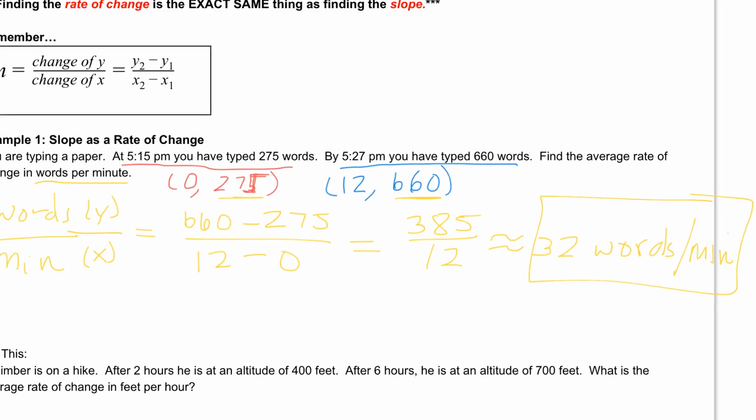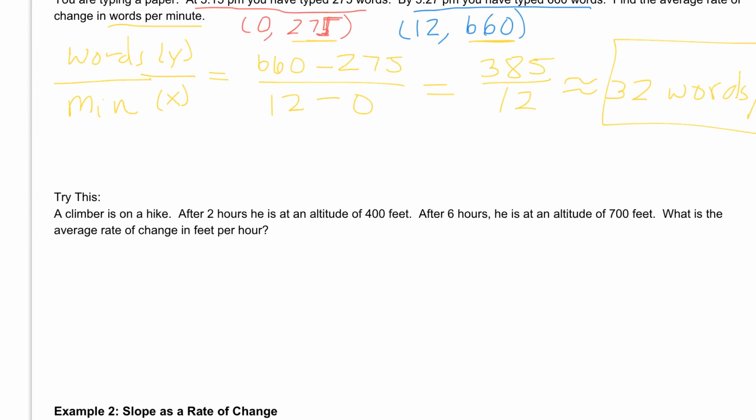Next, what I'd like you to do is to try this. So go ahead and pause it and unpause it when you're ready to check your answer. If you did the try this correctly, you should have gotten 75 feet per hour. If you have questions, let me know.